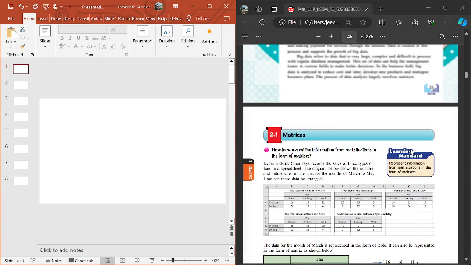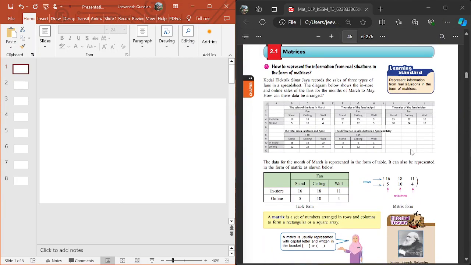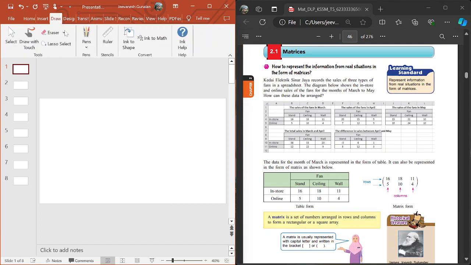Okay, so let's talk about matrices. By the way, if you don't know, matrices is the plural of matrix. Matrix is singular, and matrices is for when there are a lot of matrix.